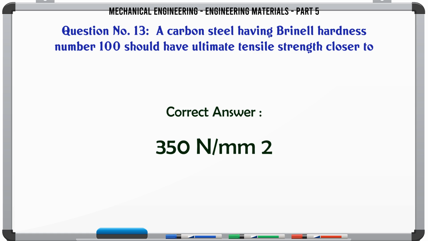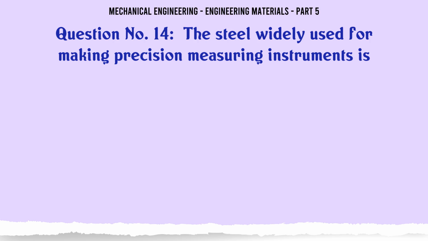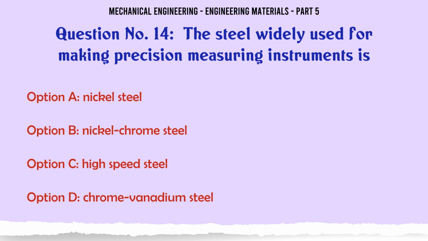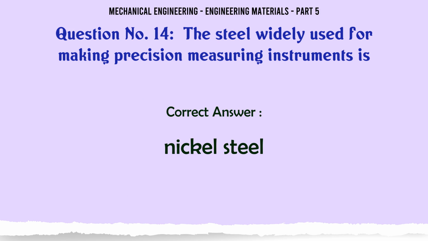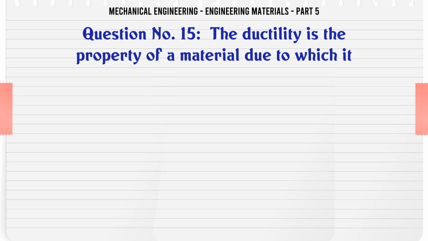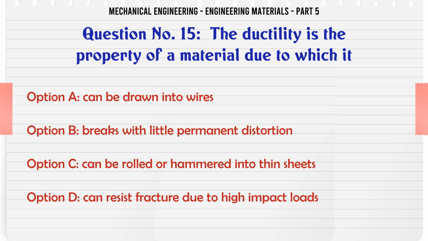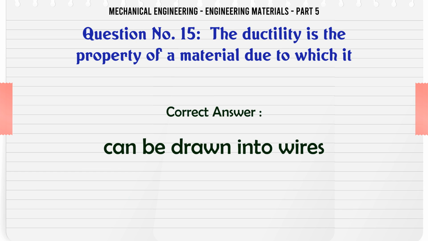350 N/mm². The steel widely used for making precision measuring instruments is A. nickel steel. B. nickel chrome steel. C. high-speed steel. D. chrome vanadium steel. The correct answer is nickel steel. The ductility is the property of a material due to which it A. can be drawn into wires. B. breaks with little permanent distortion. C. can be rolled or hammered into thin sheets. D. can resist fracture due to high impact loads. The correct answer is can be drawn into wires.